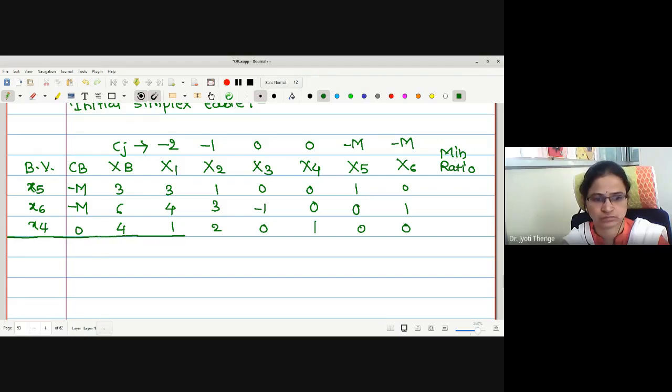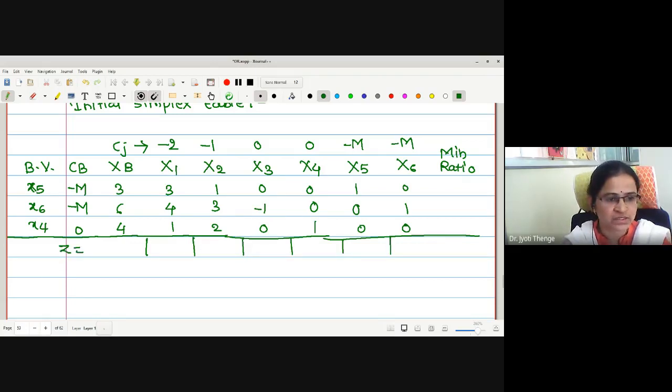What is the next step? We have to calculate the Z value and net evaluations value, correct? What is Z at this stage? CB XB, minus M into 0, dot product with 3, 6, 4, that is minus 3M minus 6, and is it minus 9M? If I take M to be a very large value, what about minus 9M? It is a smaller value. What is delta 1 in this case?